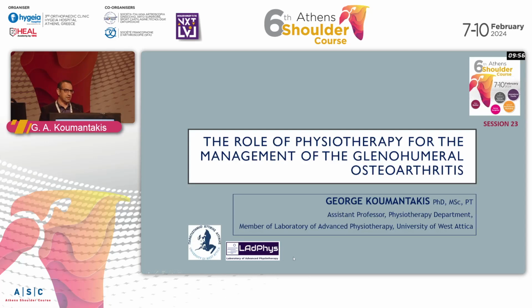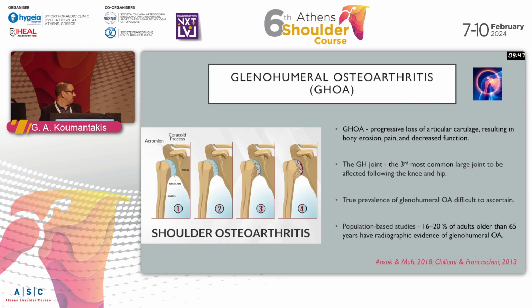We're going to finish this session with the effectiveness of physiotherapy for management of glenohumeral osteoarthritis. As the previous speakers have denoted, it's a difficult case and very complex in presentation. It's a progressive loss of articular cartilage resulting in bone erosion, pain, and decreased function. It's the third most common large joint to be affected following the knee and hip.